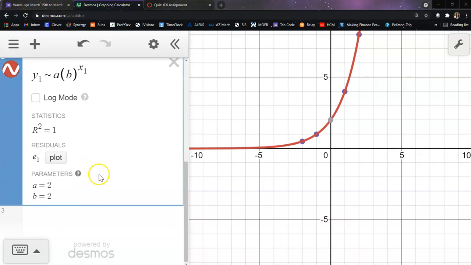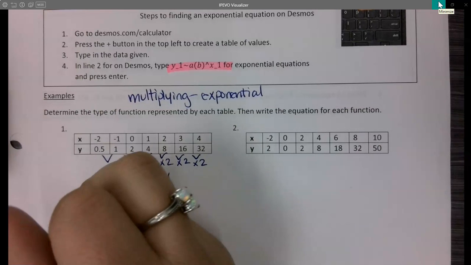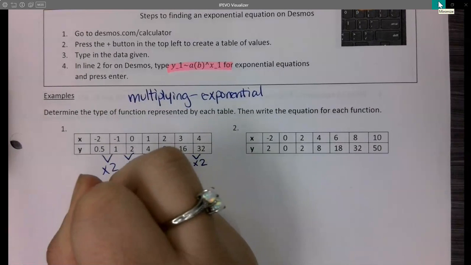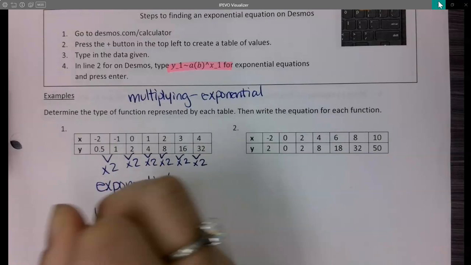If I scroll, it gives me values for a and b. It tells me a is 2 and b is 2. So I'm going to plug those into the equation. And my equation for this is going to be y equals 2, parentheses, 2 to the x.